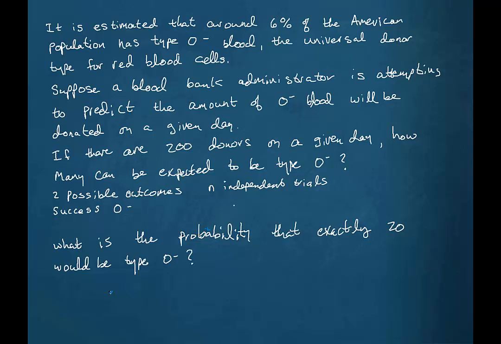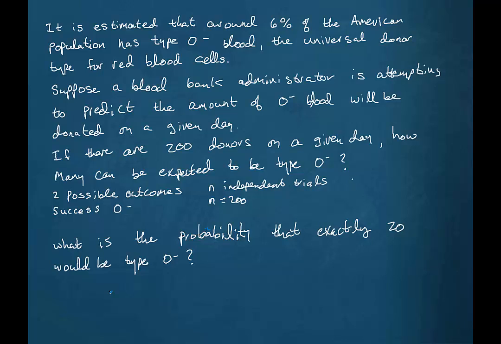Trials for which the outcome of one trial does not affect the outcome or the probability of a success for the next trial or the next trial, and on and on. And in this case, that is true. We have 200 independent trials if these people are selected randomly.